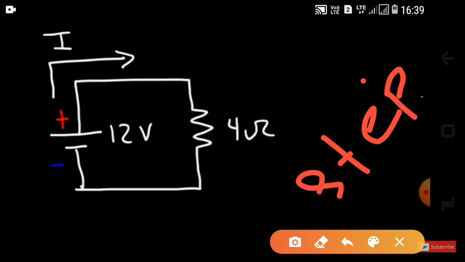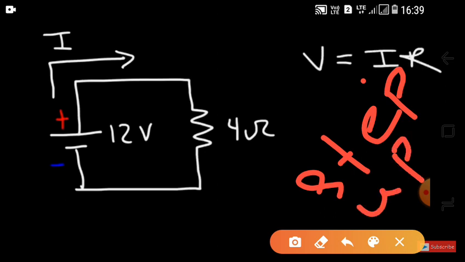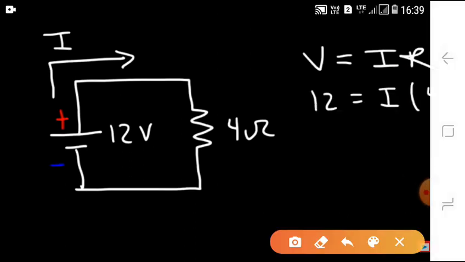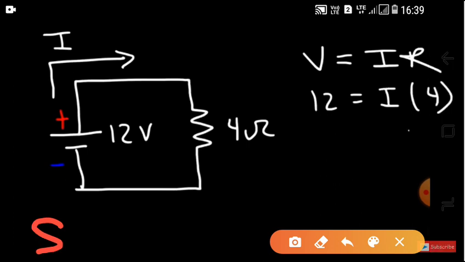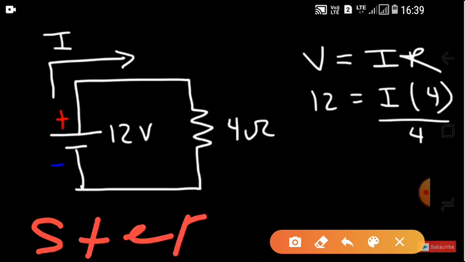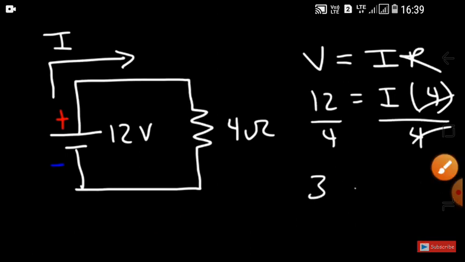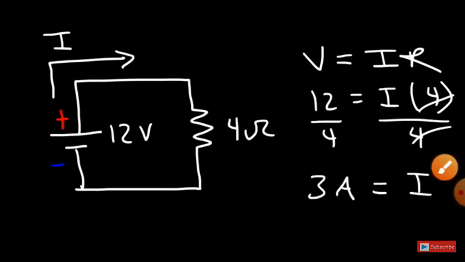So to find the current in this circuit, we can use Ohm's law. V is equal to IR. So the voltage is 12. We're looking for the current. The resistance is 4. So we need to solve for the variable I. Let's divide both sides by 4. 12 divided by 4 is 3, so the current is going to be 3 amps.